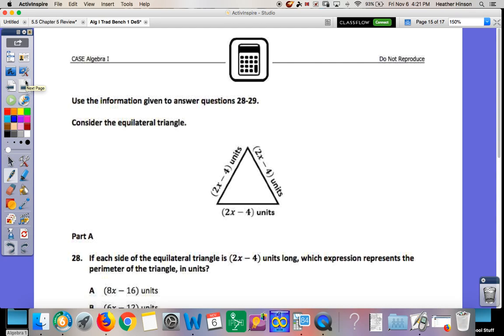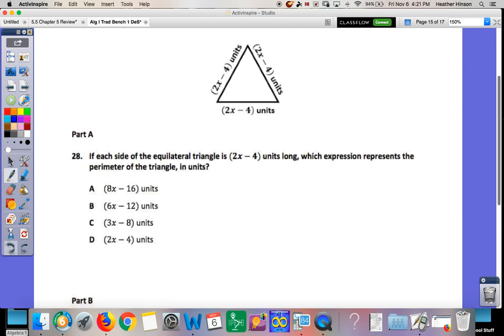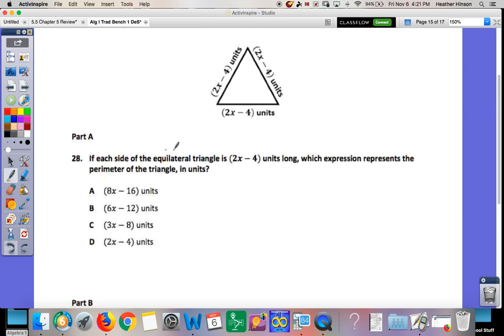Okay, use the information given to answer questions 28 and 29. We have an equilateral triangle. We got all the sides to it. If each side of the equilateral triangle is 2x minus 4 units long, which expression represents the perimeter? How do you find perimeter of a triangle? For perimeter of any shape, you're just going to add all the sides. So we got 3 sides here. So we just add them up.